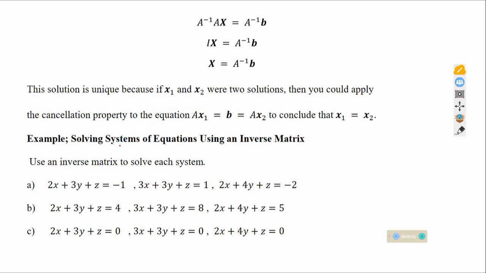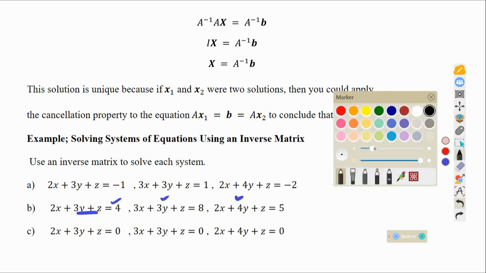Let us now look at part B, which says we need to use the inverse matrix to solve for the values of x, y, and z when we have these equations. We have 2x plus 3y plus z equaling 4. We have 3x plus 3y plus z equaling 8. 2x plus 4y plus z equaling 5. So we need to come up with the values of x, y, and z by using what we call the inverse of a matrix.